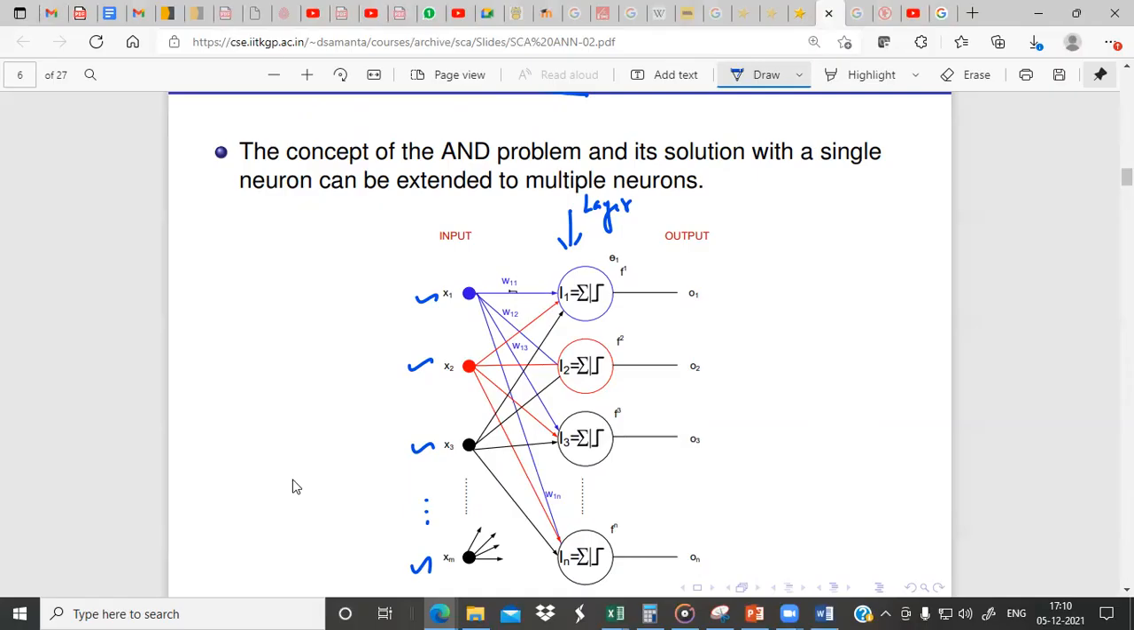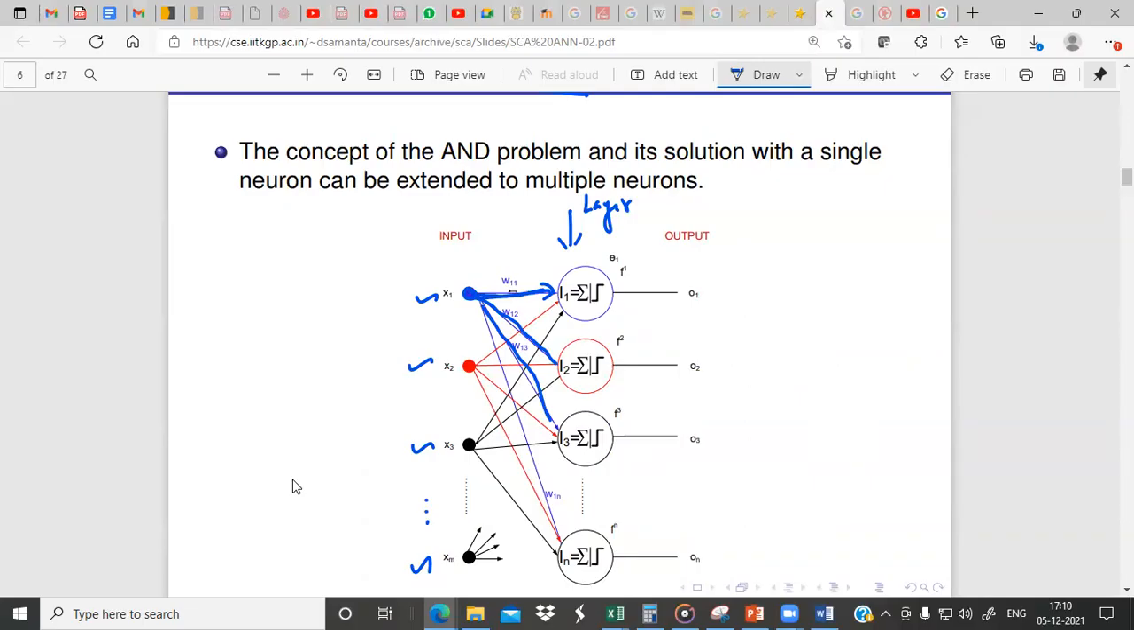So if you take the first neuron, it gets all the inputs. Or if you see the first input, it goes to the first neuron, the second neuron, the third neuron, the fourth neuron, so on and so forth, up to the nth neuron. Similarly, the second input also goes to the first neuron, second neuron, third neuron, up to the nth neuron. That is, every input is connected to every neuron.